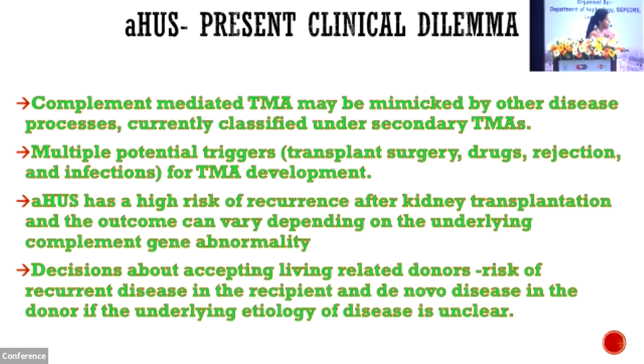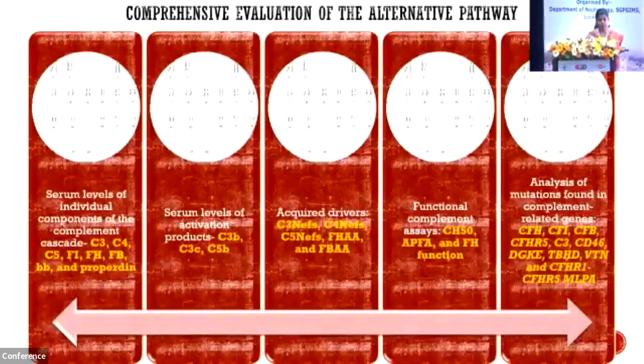So what are the clinical dilemmas that we have now? One is the complement-mediated TMA can be mimicked by a host of secondary TMAs. There are multiple potential triggers. And depending on the etiology, the chance of recurrence post-transplant can be low, high, or moderate. And it also has implications for living-related donors. Hence, just a clinical classification or basic test may not be enough. And that is why now, in most cases, a comprehensive evaluation of the alternate pathway is recommended.